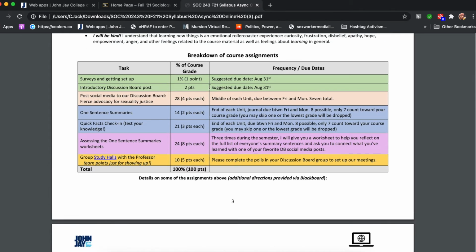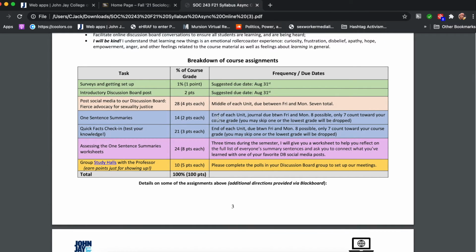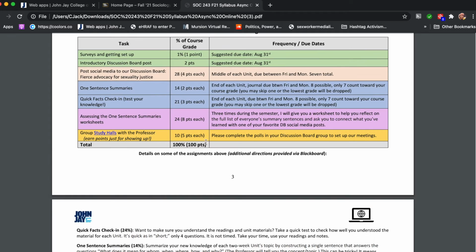There's more information here about the assignments. So these are all the assignments that you will do for the semester. You'll see that it adds up to 100 points, right? So we are a 100-point class, so you always know how far away you are from your goal grade.